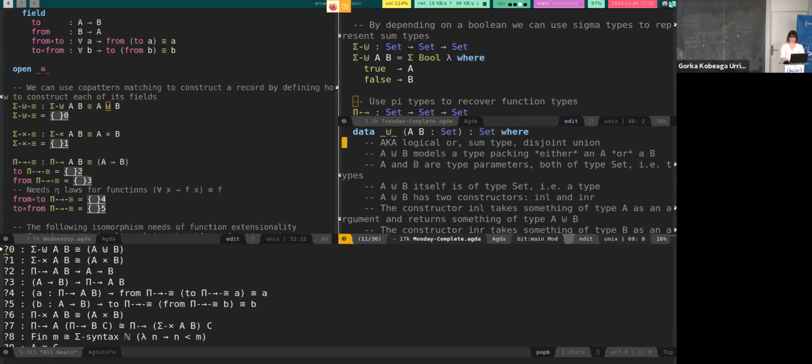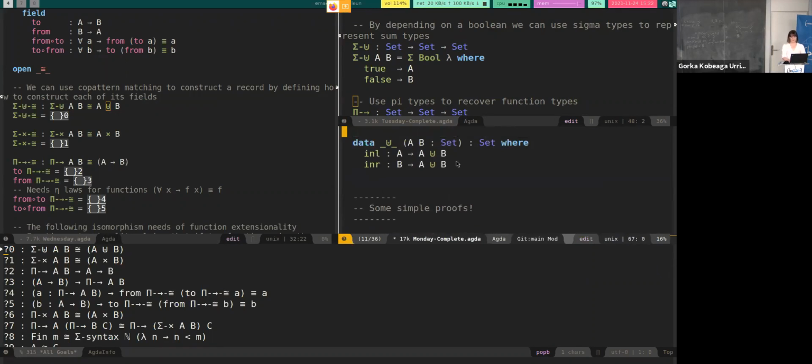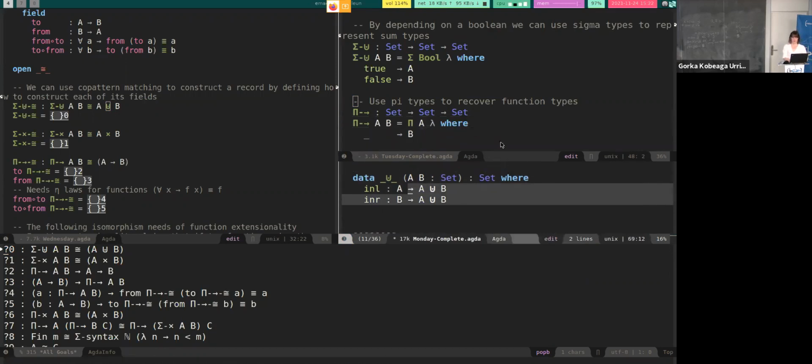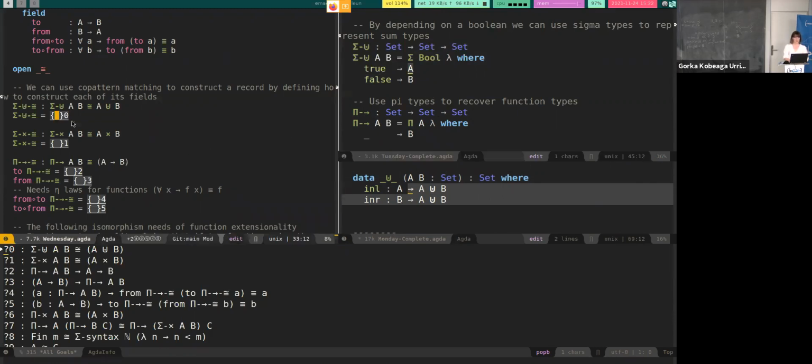So this is the sum type as we defined it originally. So it had 2 constructors, one takes an A, the other one takes a B. And this is sum types defined in terms of sigma types. So here, a sum type is a witness that is a Boolean. And if the witness happens to be true, then the proof is going to be an A. And if the witness happens to be false, then the proof is going to be a B. And so we want to show that those two things are isomorphic.